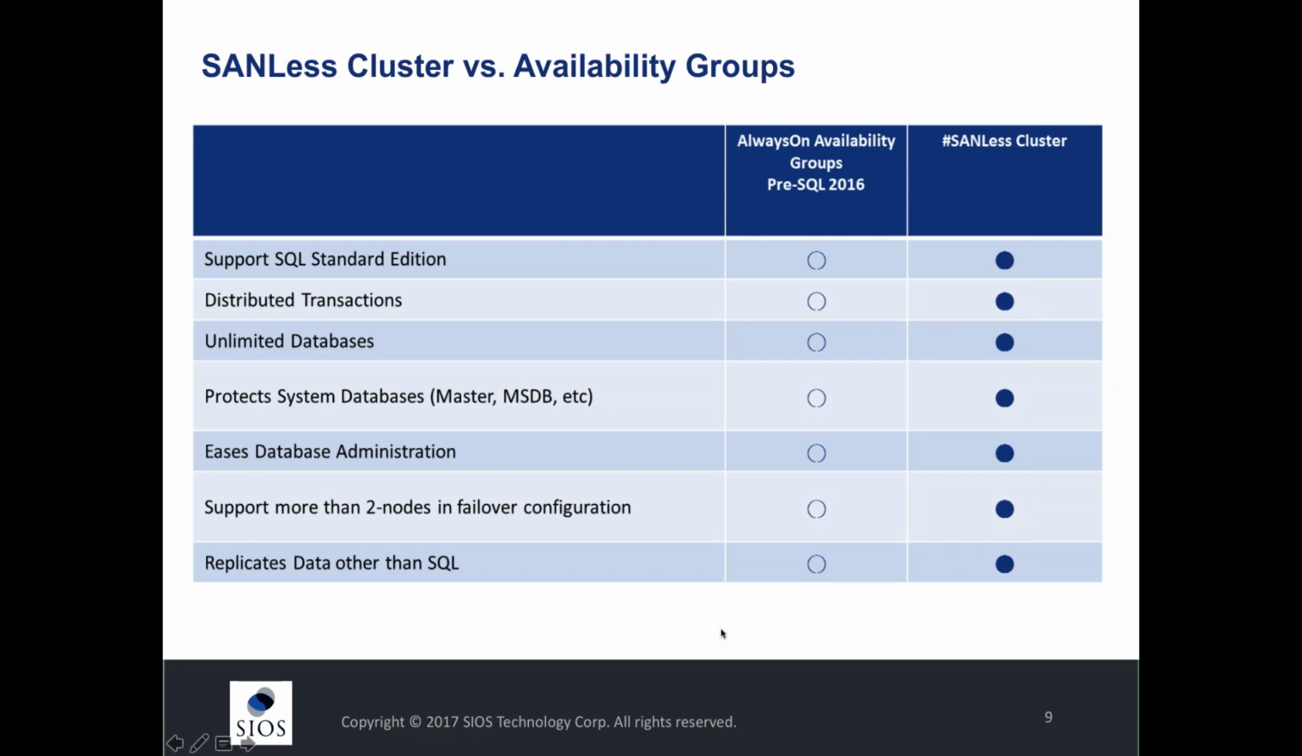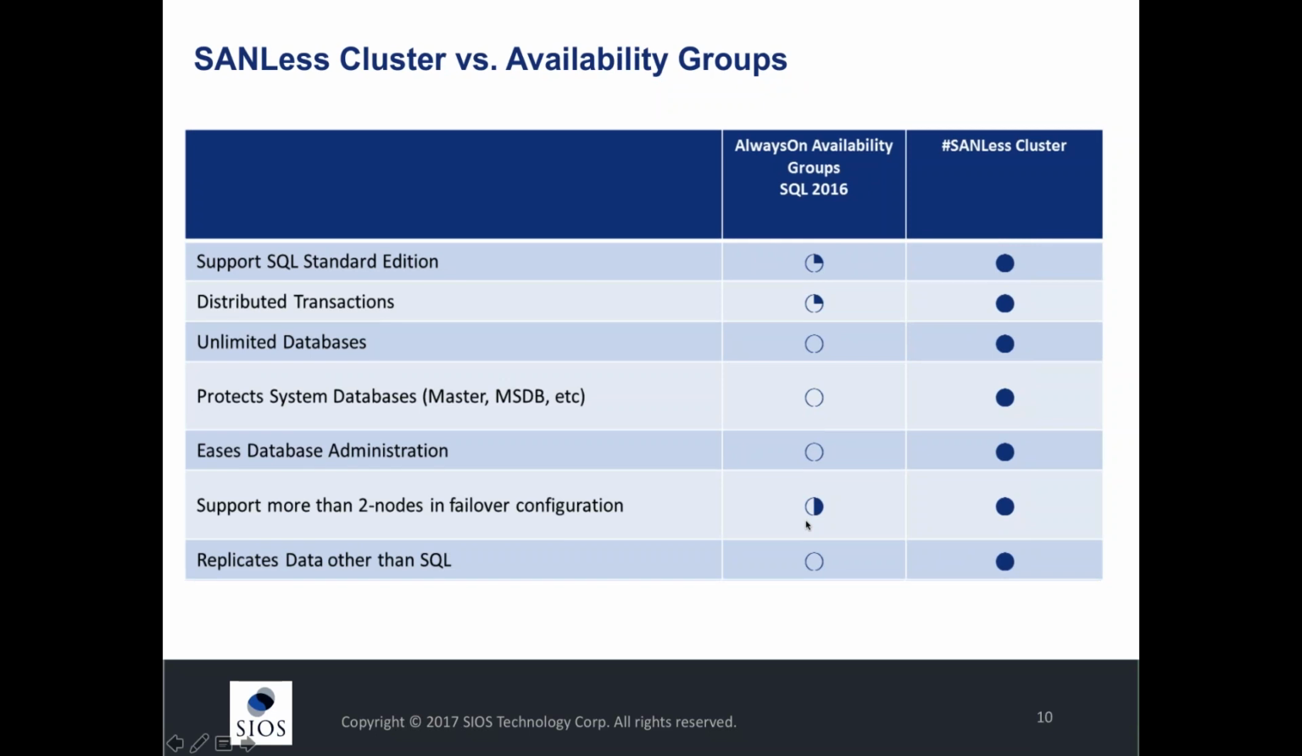Now there were some enhancements with SQL 2016. So SQL 2016 did introduce the concept of a basic availability group with Standard Edition, but there are a number of limitations with that. It's essentially one database and one AG. So if you have any type of a significant deployment of SQL Server, it's probably not going to meet your needs. There were some enhancements related to distributed transactions, but there's still a lot of limitations with that you can read into and get more familiar with.